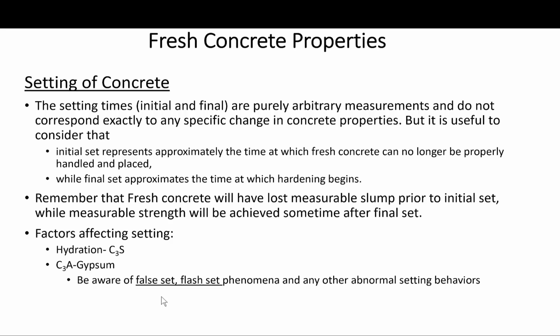But fortunately, flash set has been largely eliminated as a problem with normal Portland cement by the use of gypsum to control the C3A hydration. But occasionally, the use of an admixture may increase the hydration of C3A to the point at which flash set may occur. Like when the C3A and gypsum contents are high, the formation of large quantities of ettringite can also cause flash set.